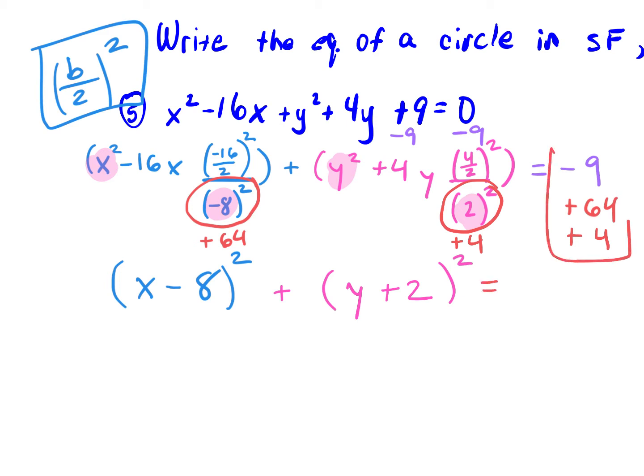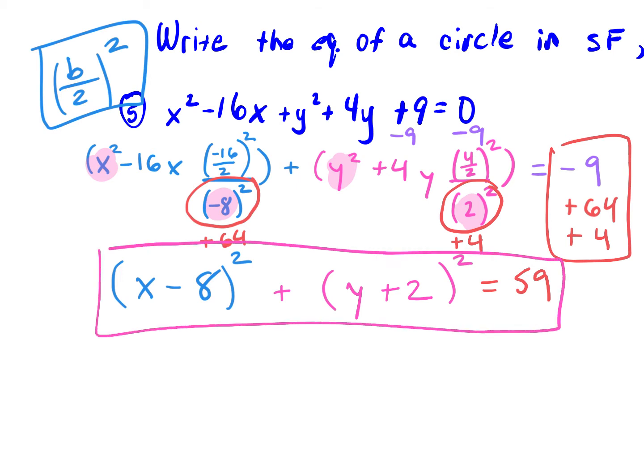So I'm going to add these 3 numbers together. Negative 9 plus 64 plus 4 would be 59. Yep. And this is our standard form. So once we complete the square, that's our standard form of our equation.